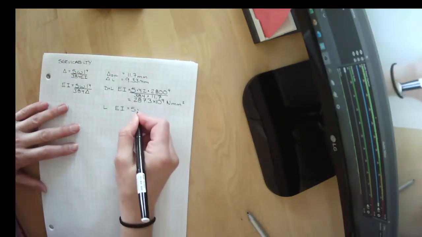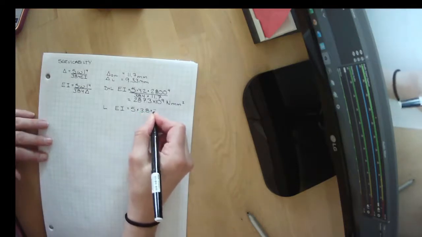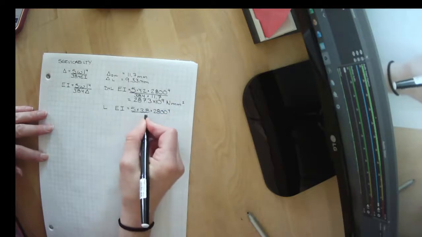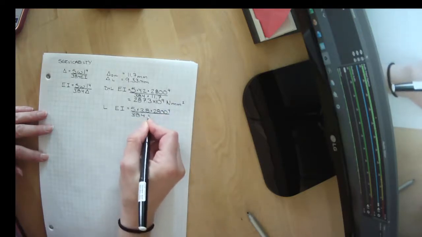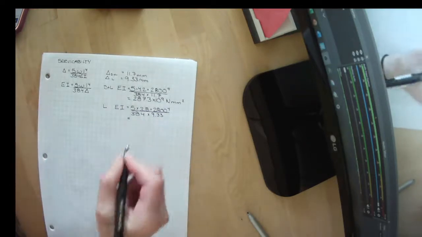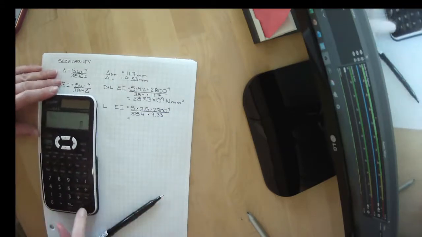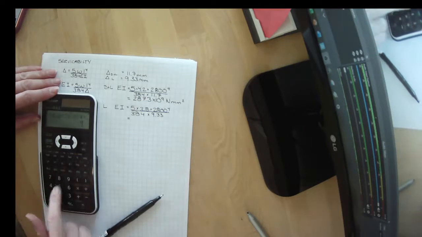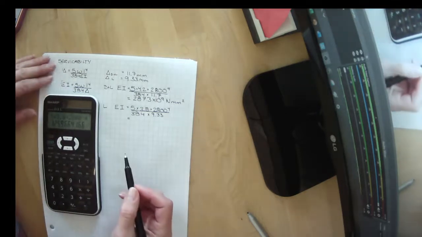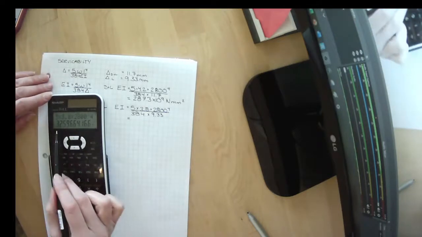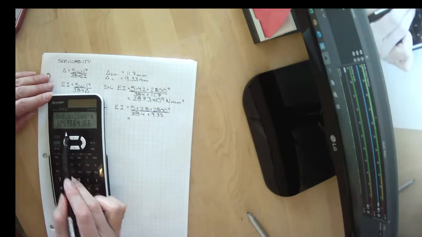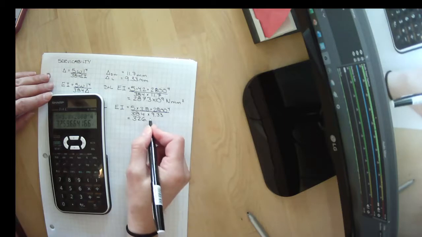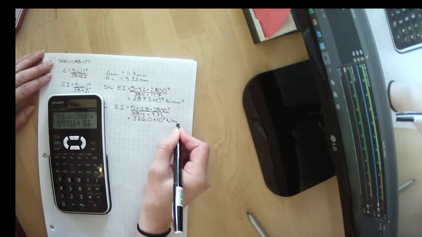So now we've got 5 times, and our live load, they gave us as 3.8 kilonewtons per meter. So 3.8 times our 2,800 to the power of 4, divided by 384 times 9.33. And we calculate that, and we get something in the times 10 to 11. I'm going to move my decimal place over two spots, and I get 326 times 10 to the 9 newtons per millimeter squared.